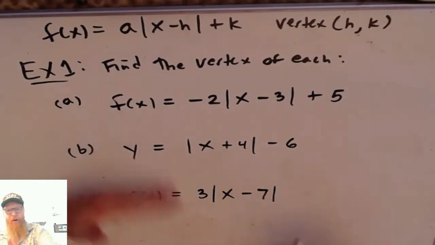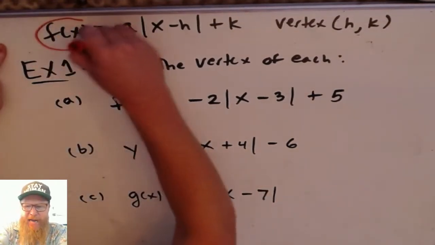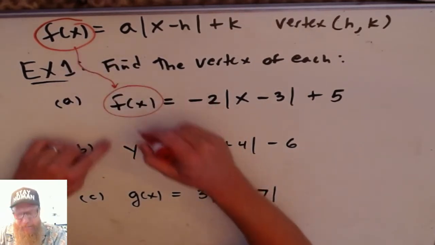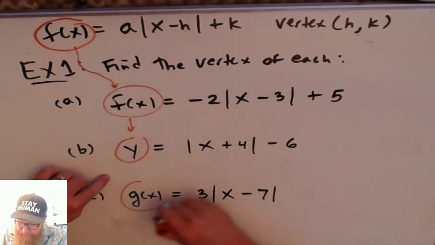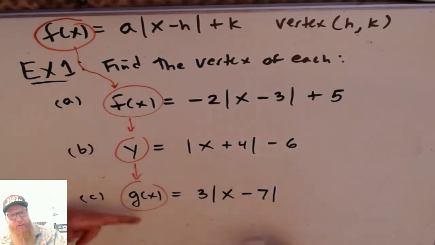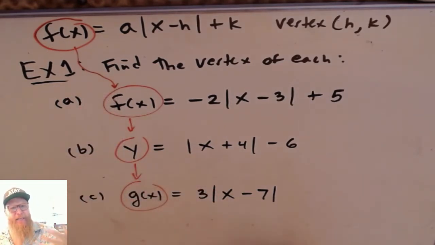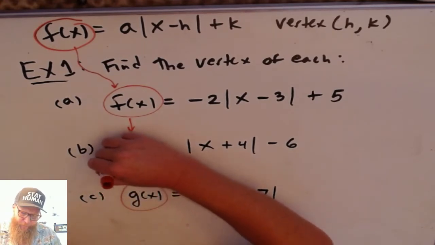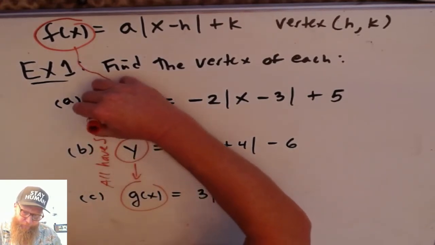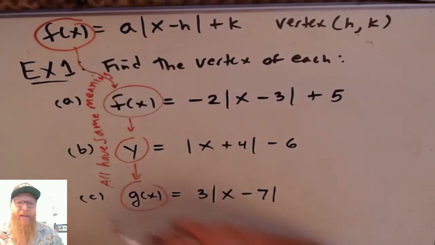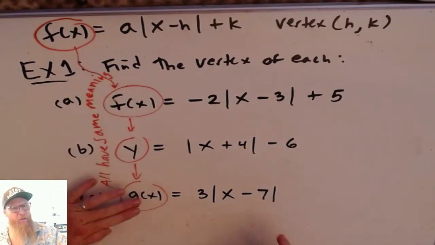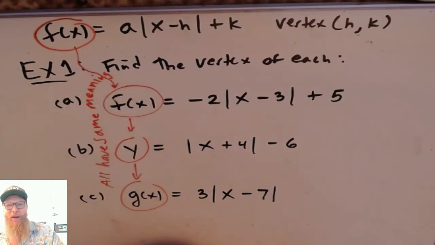So let's go ahead and go through all of these. I will mention that f of x is just a general name for function. Sometimes we call it f, sometimes we call it y, sometimes we call it g. These are all different ways of representing the name of the function. So they all mean the same thing. These are all y values, just different ways of saying y.